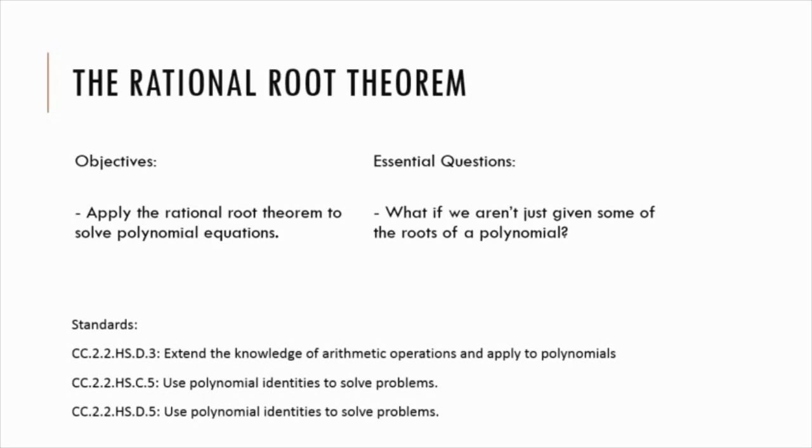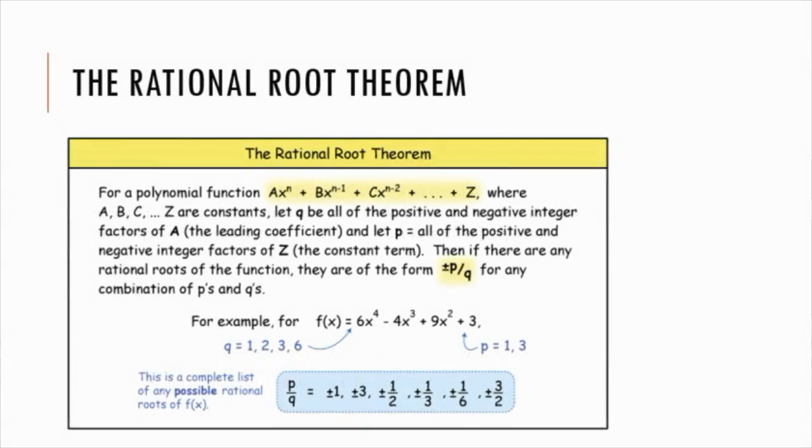So our objective is to apply that rational root theorem to actually be able to solve a polynomial that before we couldn't. So our essential question, what if we aren't just given some of the roots of a polynomial? And again, your common core standards are below. So this is the rational root theorem. This is what the textbook has it look like.